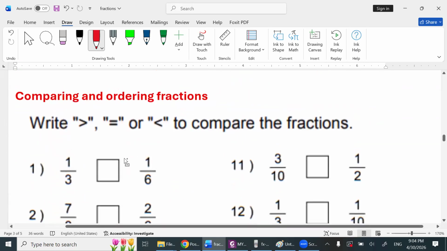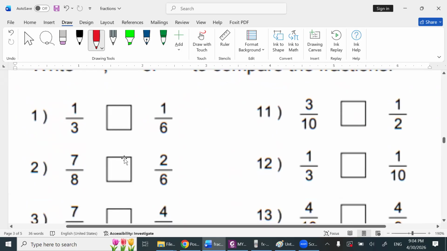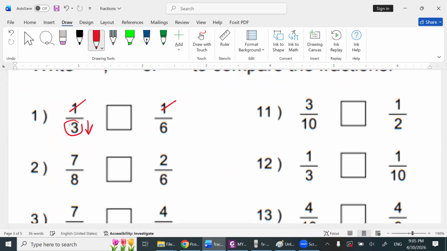Comparing fractions. To compare fractions, you have to know the rules. If we have the same numerator, the smaller denominator gives you the bigger, or greater, fraction. So 1 over 3 is greater than 1 over 6.